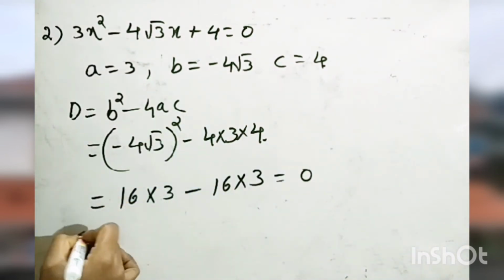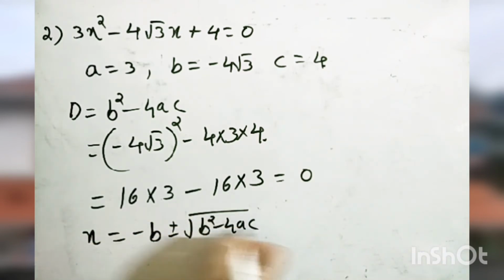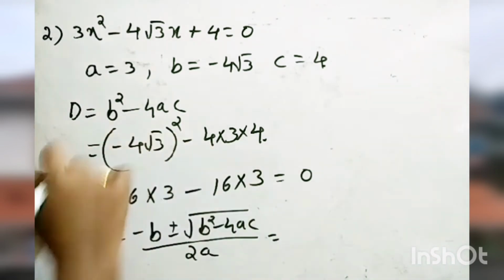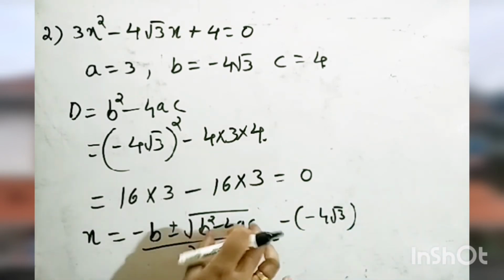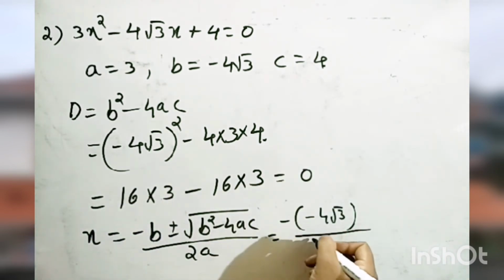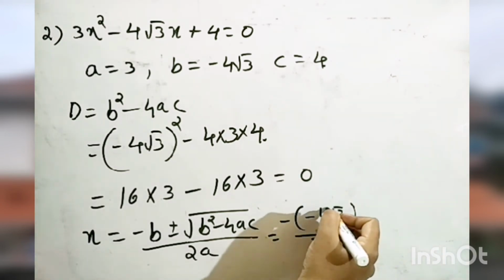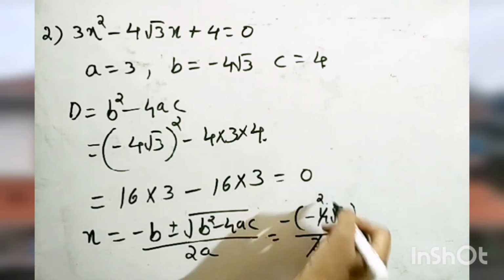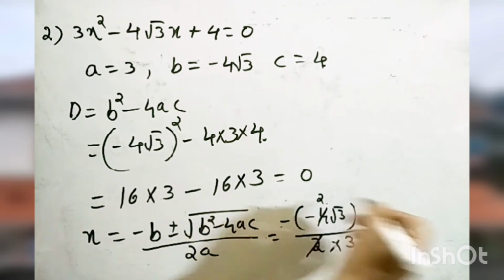Now we need to find out the solution, that is x is equal to minus b plus or minus square root of b square minus 4ac divided by 2a, that is equal to minus b. So this minus 4 root 3, this part becomes 0 because b square minus 4ac is 0, then square root 0 is also 0, divided by 2 into 3. 2 and 4 we can cancel and we will have 2 there, and minus minus becomes plus.